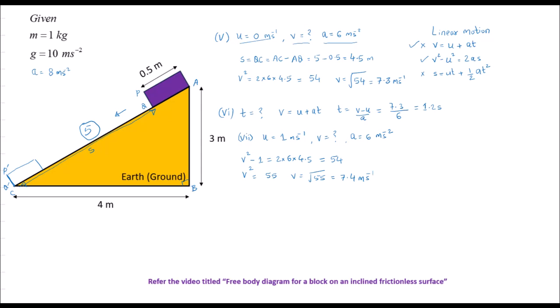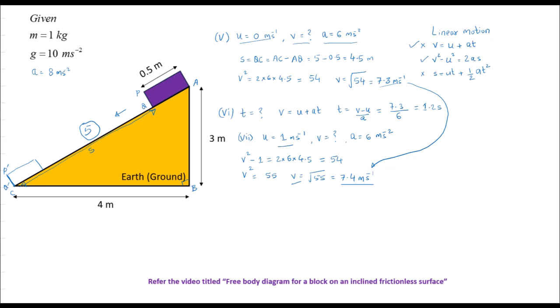Also, you can compare the two values. The final velocity in the earlier case, when it was starting from rest, was 7.3 meters per second. Now that there is an initial velocity of 1 meter per second, the final velocity in this case is definitely expected to be higher than the previous case. So 7.4 is slightly higher than 7.3. So our calculations are pointing in the right direction.